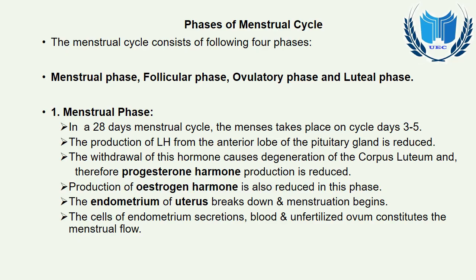The menses takes place on cycle days 3 to 5. The production of LH hormone from the anterior lobe of the pituitary gland is reduced. The withdrawal of this hormone causes degeneration of the corpus luteum, and therefore progesterone hormone production is reduced. The production of estrogen hormone is also reduced in this phase. The endometrium of the uterus breaks down and menstruation begins. The cells of the endometrium, secretions, blood and unfertilized ovum constitute the menstrual flow.